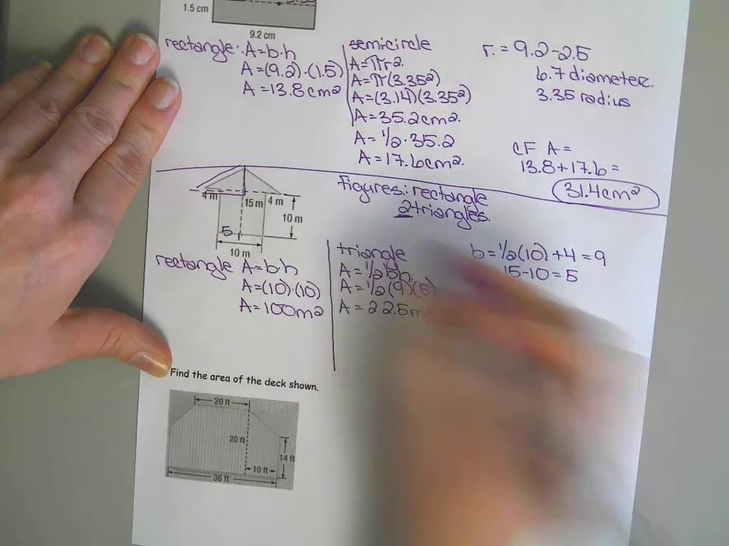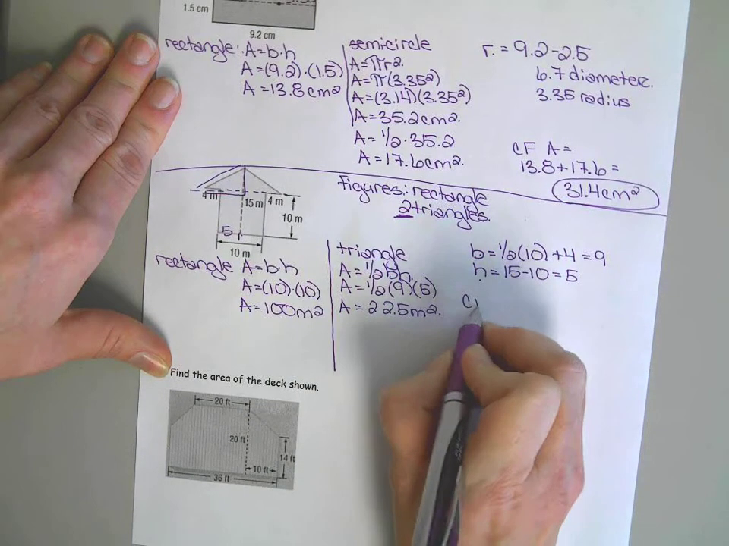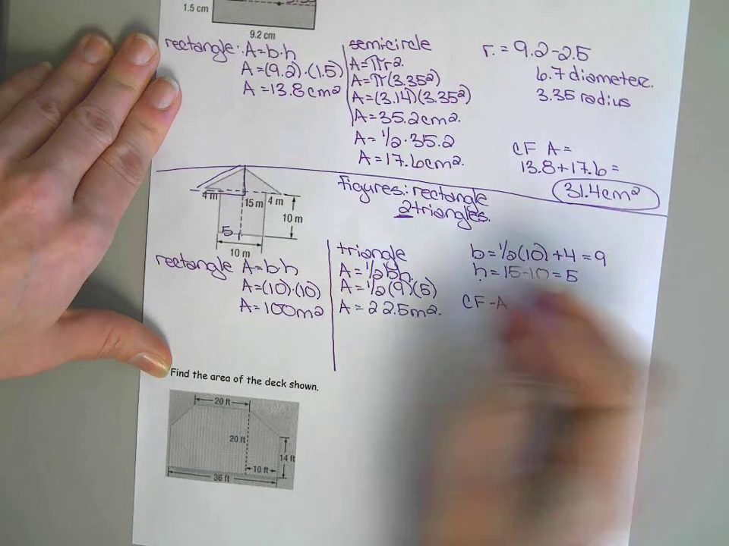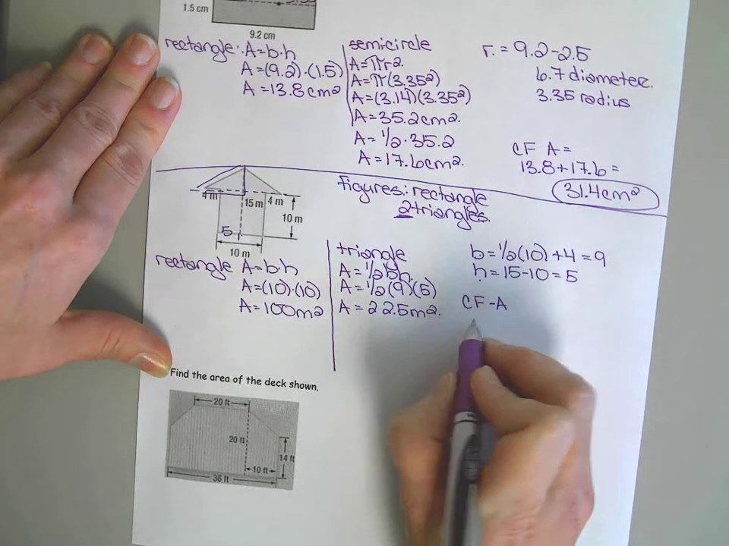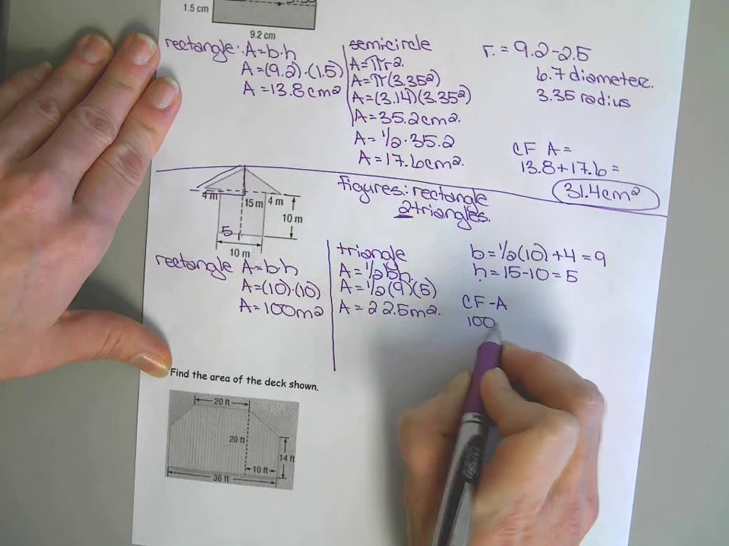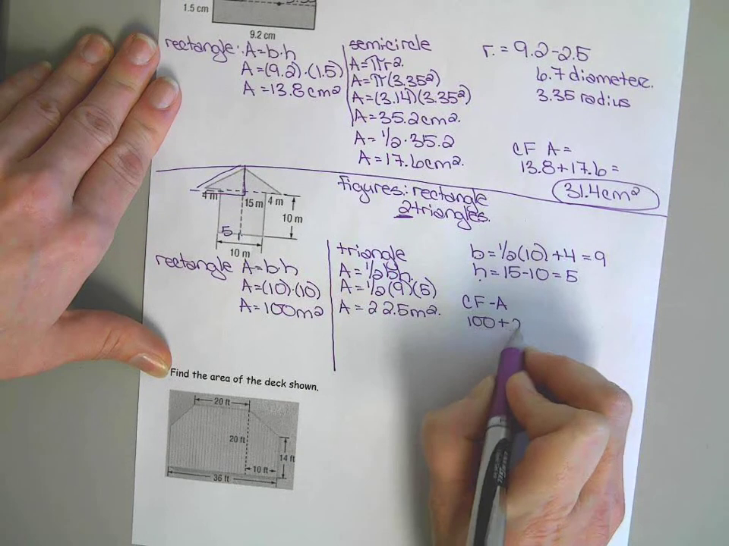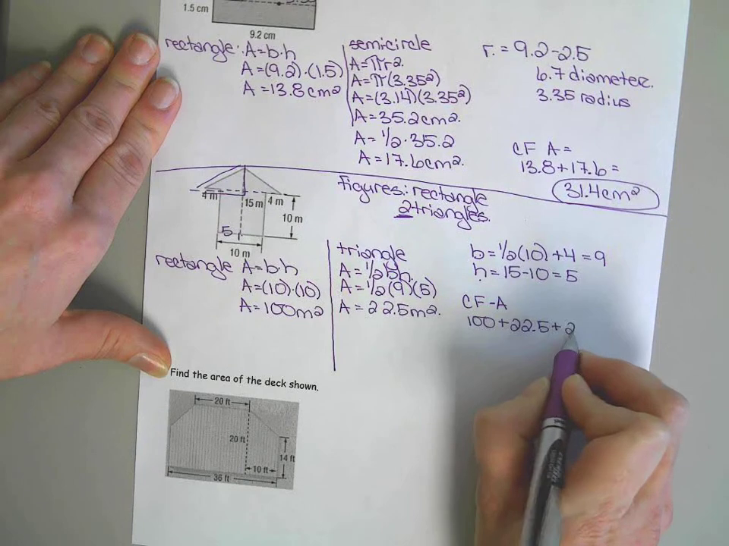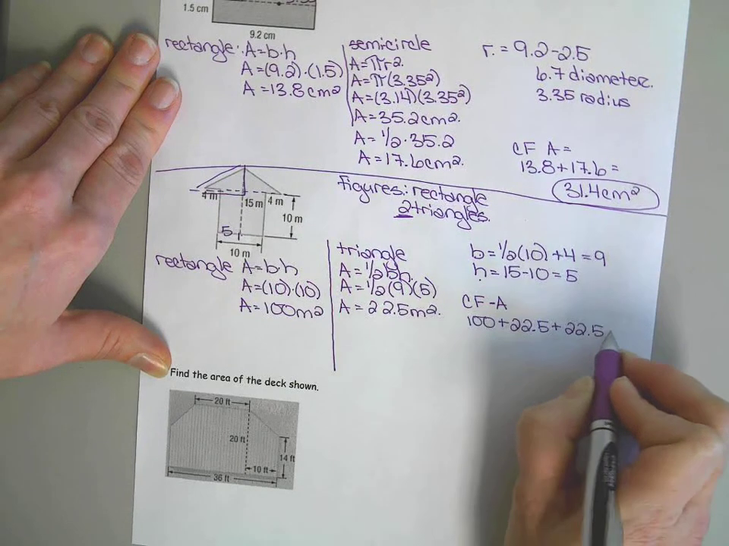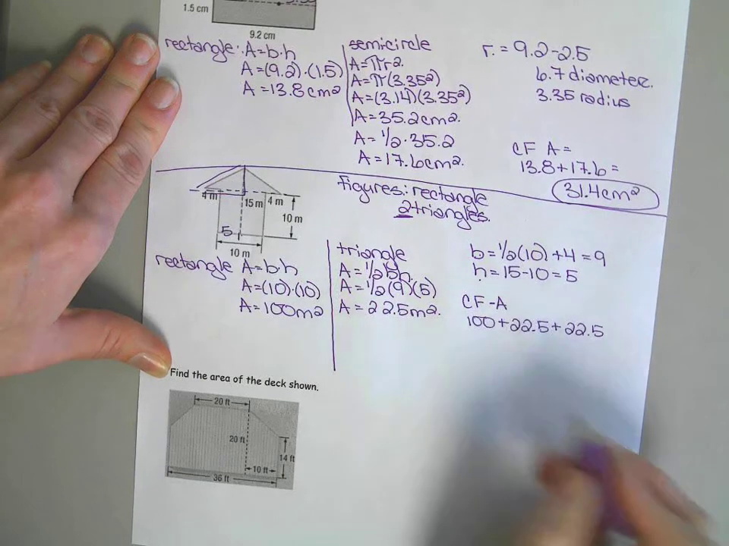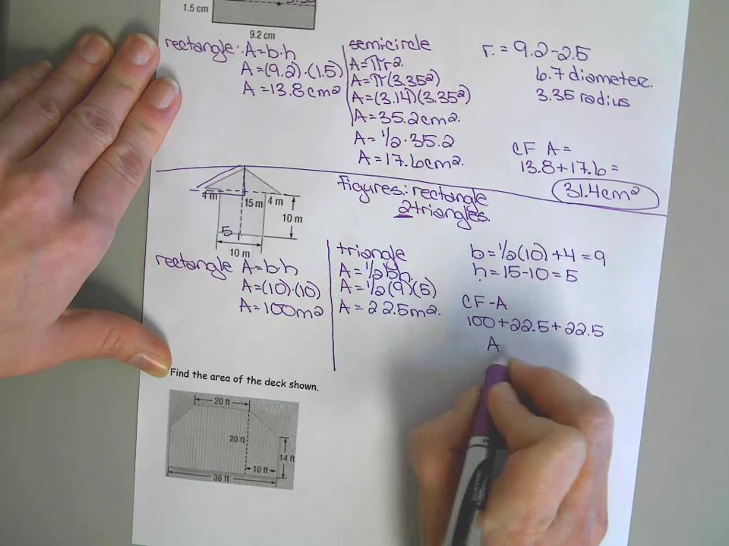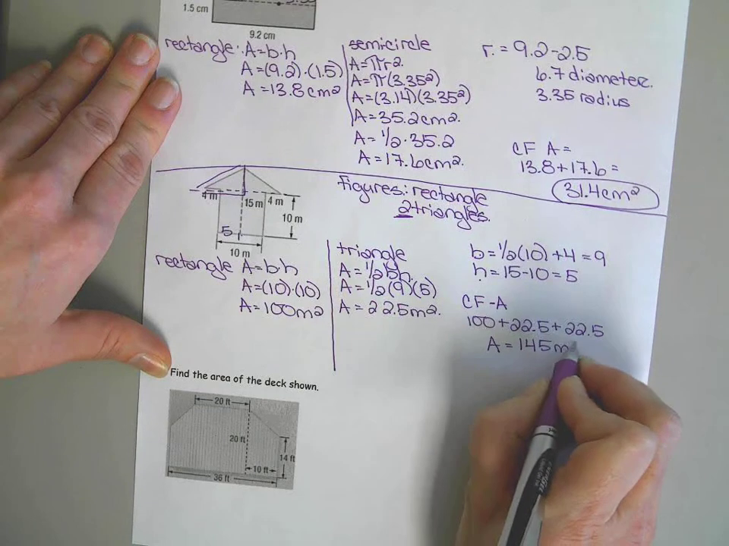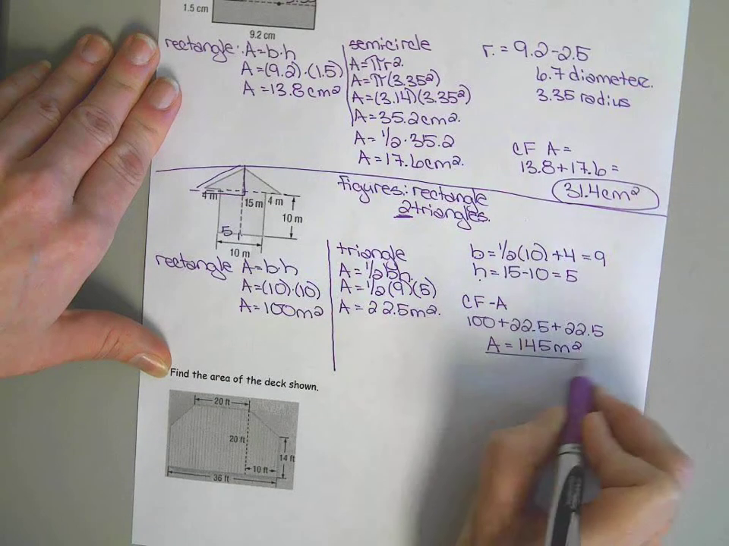So don't forget, the next step when we figure out composite figure area and adding the shapes, we're going to add 100 meters for the rectangle, 22.5 meters for one triangle, and 22.5 meters for the second triangle. So the total area of this figure is 145 meters squared.